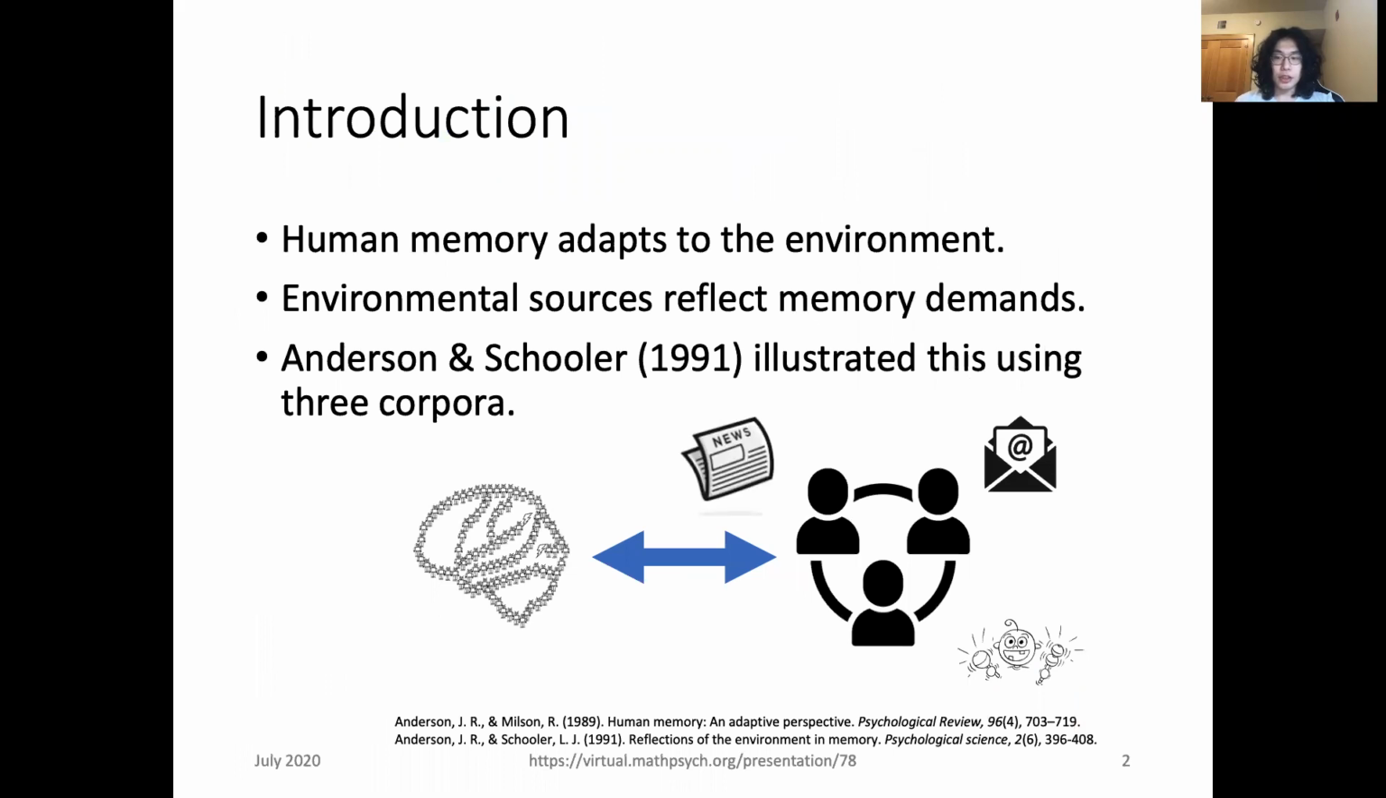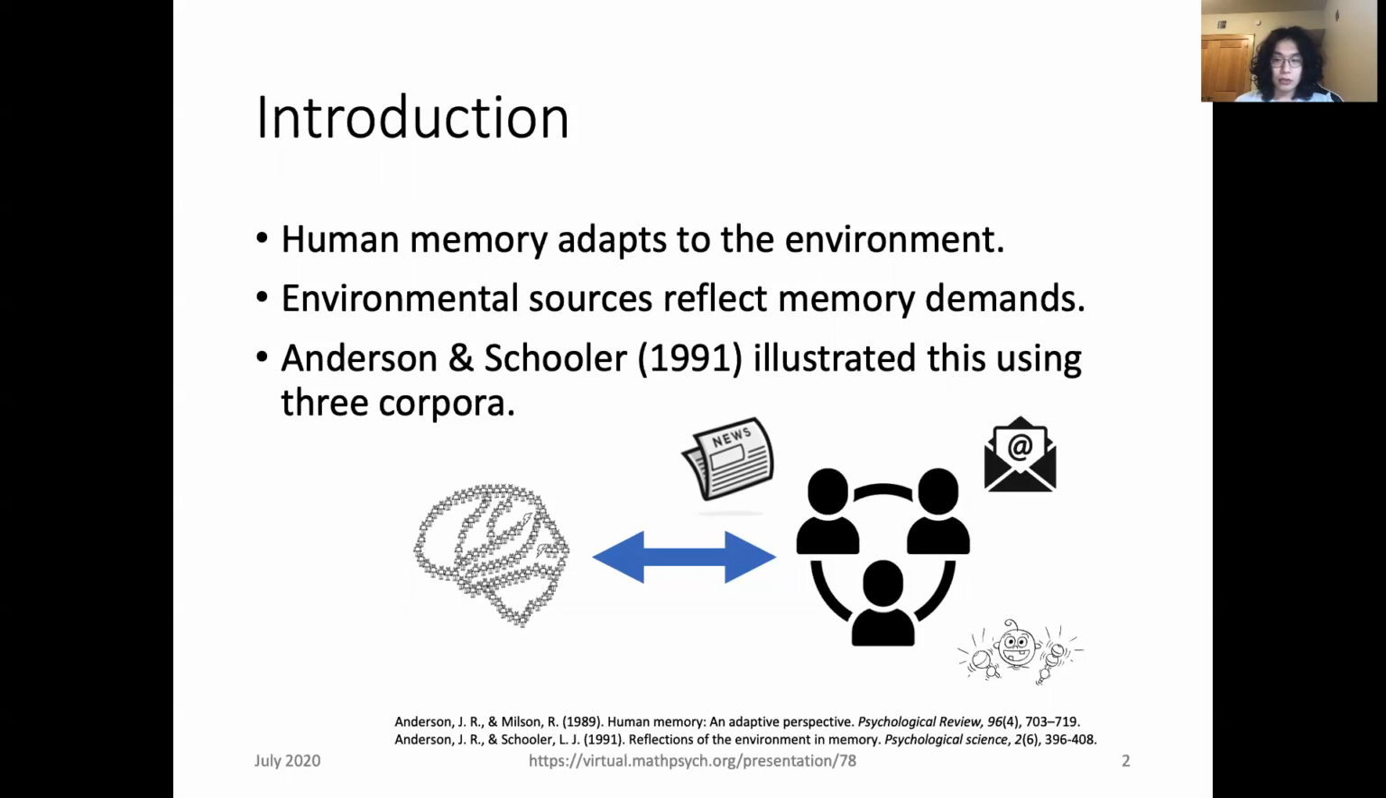Our human memory is adapted to the environment. Anderson and Nielsen analyzed patterns of frequency, recency, and spacing of the items in human memory to show that human memory uses statistics from past experience to help optimize the information retrieval task it faces. Those collective experiences then shape the environment, which provides us useful statistics and sources that can reflect memory demands.